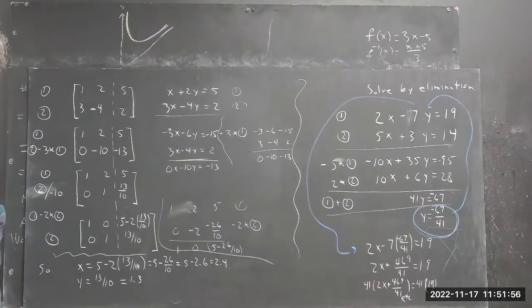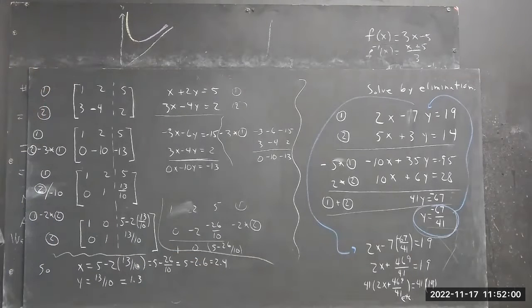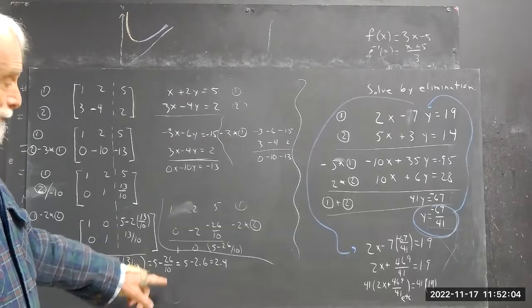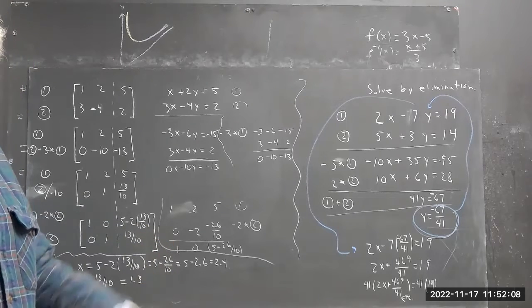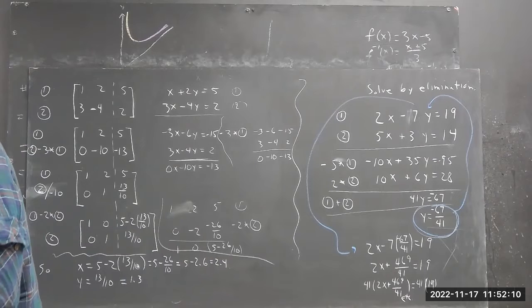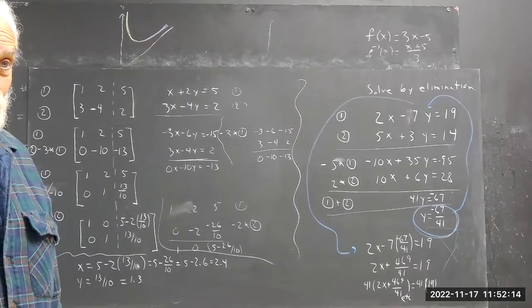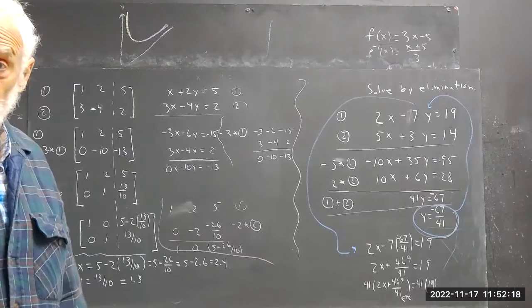Y is 1.3. It'd probably make open math happy, and make me happy if you also do the fractions here. You got 50 over 10 minus 26 over 10, which is 24 over 10, which is 2.4 coincidentally. Okay. And make yourself happy by being able to do it with fractions or decimals.